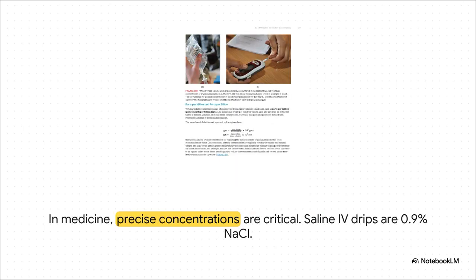And in some fields, like medicine, getting the concentration exactly right isn't just important, it can literally be a matter of life and death. The standard saline solution they use in an IV drip has to have a super specific concentration of sodium chloride, 0.9%. That kind of precision is only possible because we have these incredible tools to measure the invisible.